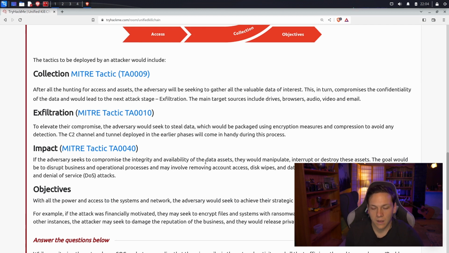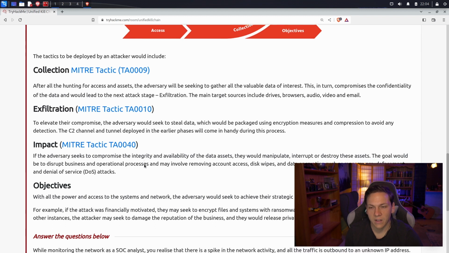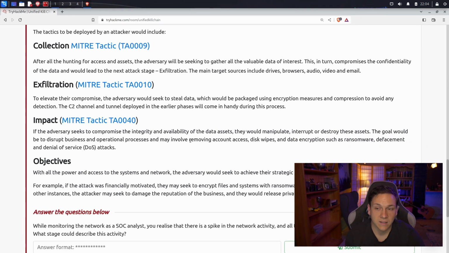Impact. If the adversary seeks to compromise the integrity and availability of the data assets, they would manipulate, interrupt, and destroy these assets. The goal would be to disrupt business and operational processes and may involve removing account access, disk wipes, and data encryption such as ransomware, defacement, and denial of service attacks.